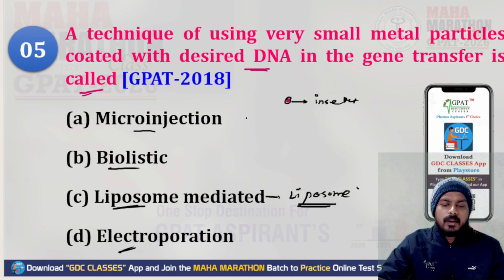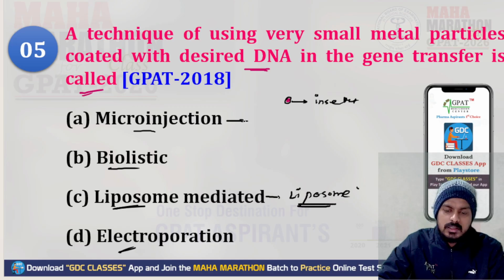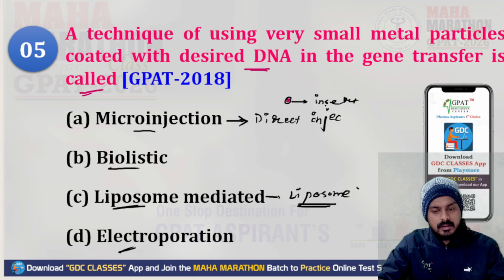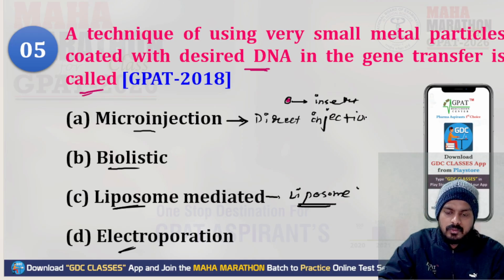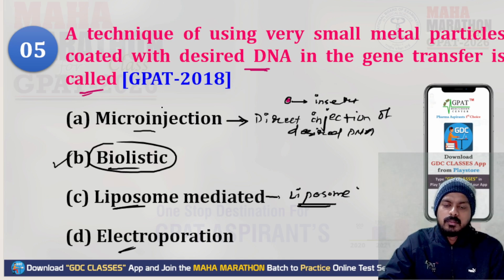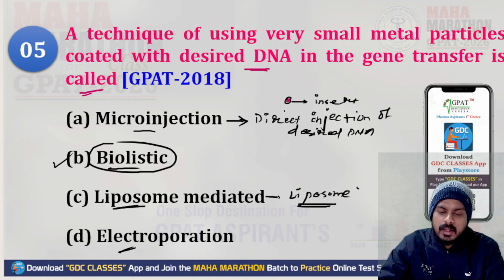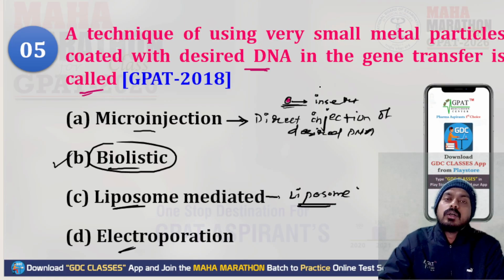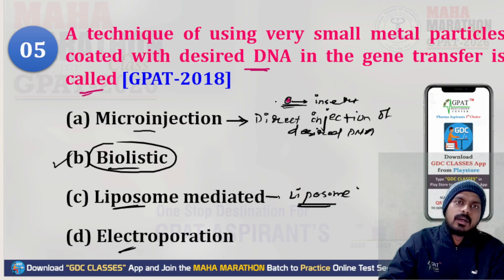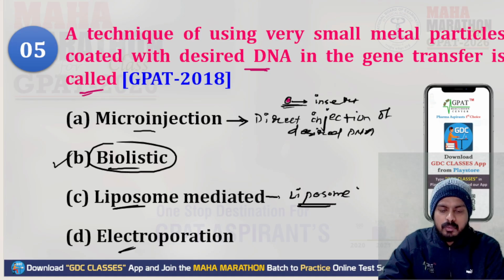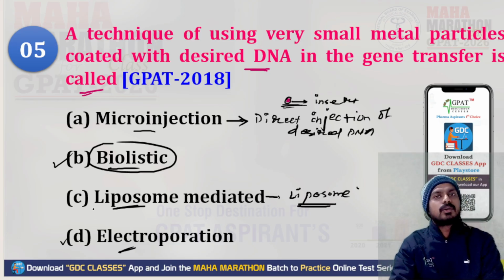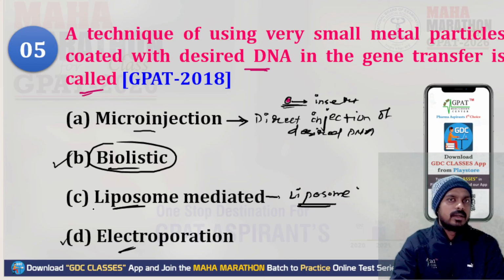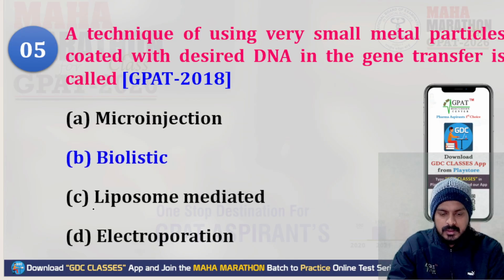If we talk about microinjection, here you have to do direct injection of desired DNA. If we talk about biolistic, biolistic is the correct answer because in biolistic, over a metal particle you coat the desirable piece of DNA and that metal particle is inserted. And electroporation is electric-mediated gene transfer where you change the voltage and that leads to transfer. Okay. Next question.